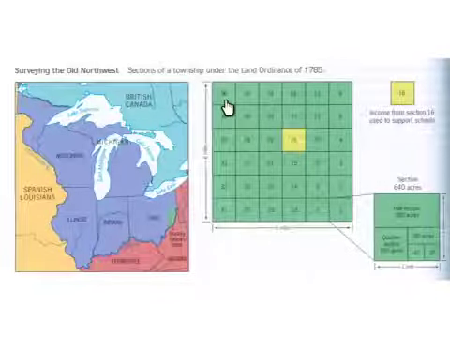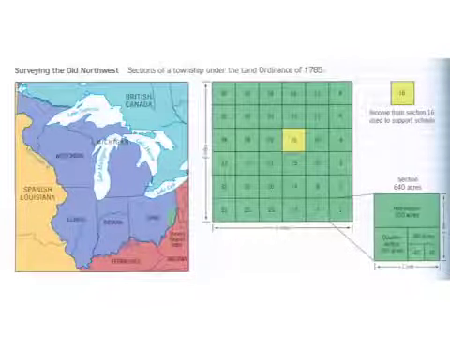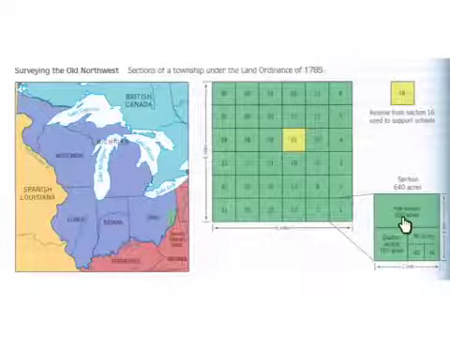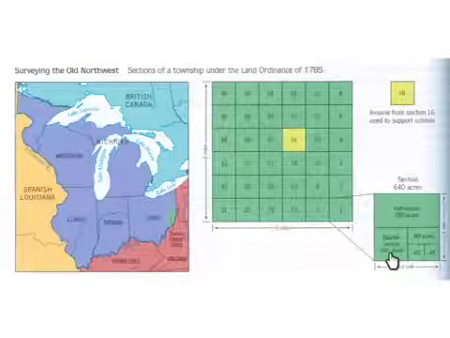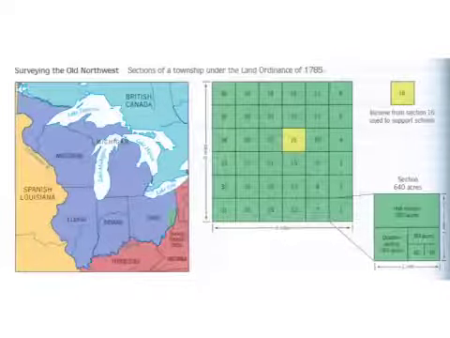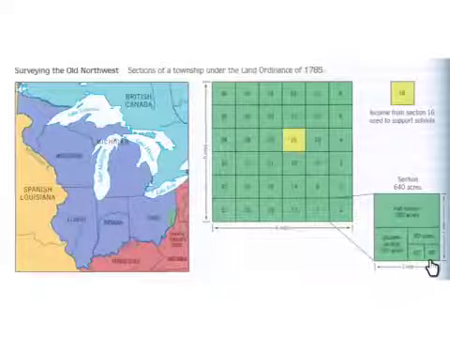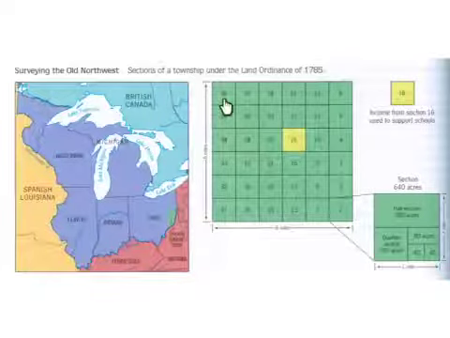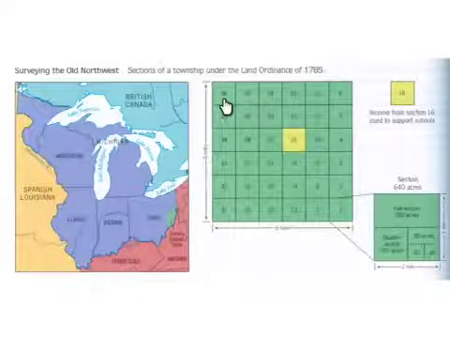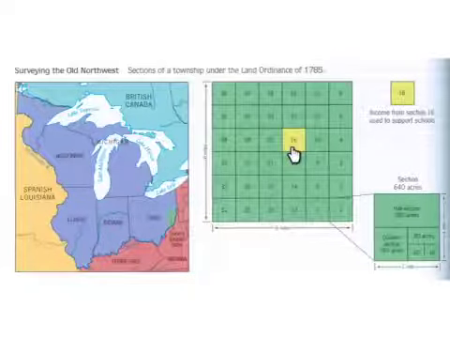36 sections. Each section was divided up into a half section of 320 acres, a quarter section of 160 acres, another section of 80, and 2 sections of 40 acres right here. That meant since this whole township was 6 miles by 6 miles, each one of these 36 sections was 1 mile by 1 mile, with section 16 reserved for school purposes.